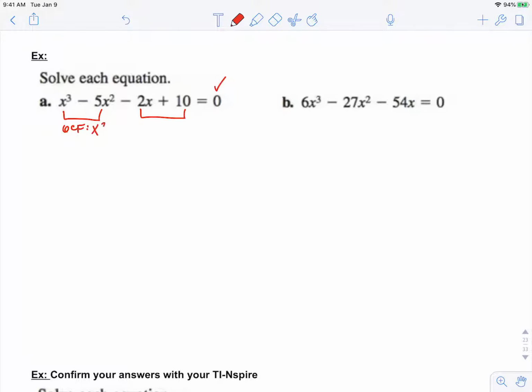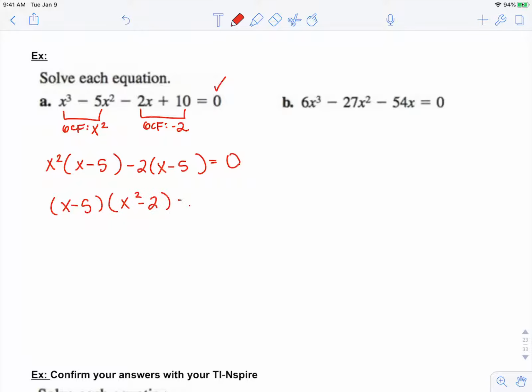My GCF of my first group is x squared. My GCF of my second group is -2. If I factor out x squared from my first group, that leaves x minus 5. If I factor out -2 from my second group, that also leaves x minus 5. That's perfect. Now I have my binomial GCF of x minus 5 that factors out.